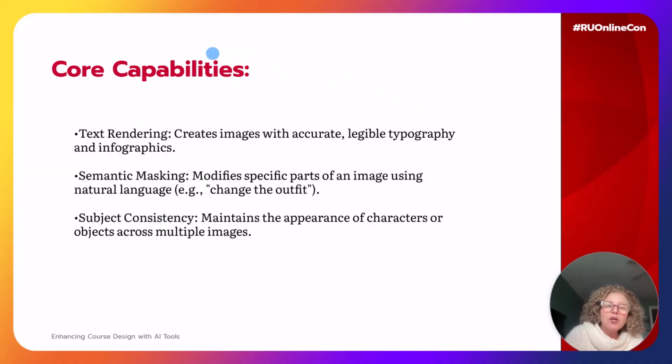So some of the core capabilities. Text rendering. It creates images with accurate, legible typography and infographics. Sometimes it has titles of things or something written on the images that is not correct. You have to correct it. So you got to work with it, right?